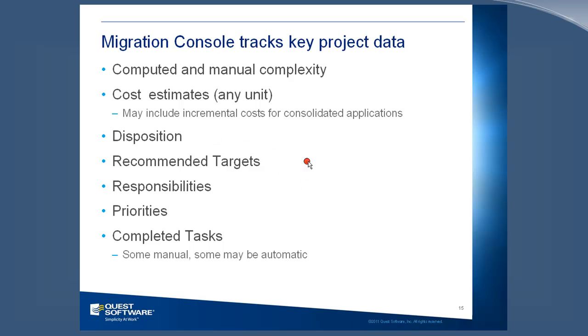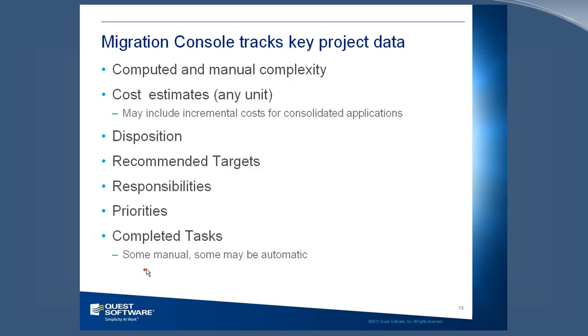Recommended targets would be: do you want to migrate this to InfoPath? Do you want to migrate this to a publishing page, or just a simple list, or to SQL Server? Responsibilities: you can use our tool to keep track of who's in charge of doing the analysis work, who's in charge of doing the design migration, and so on. And then the priorities: this should be a phase 1 application, phase 2, phase 3.